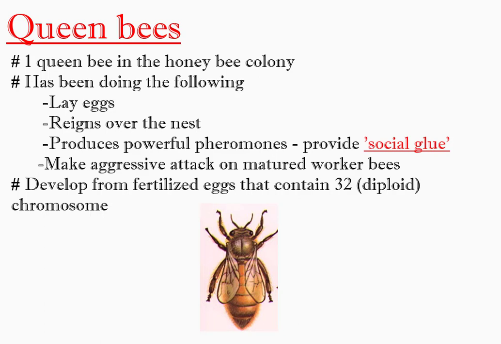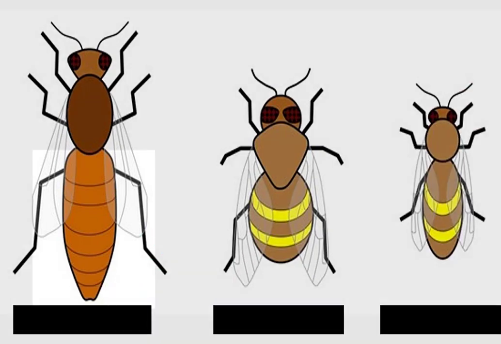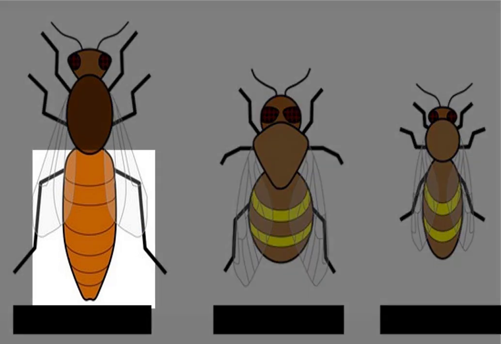Honeybee eggs are hatched regardless of whether they are fertilized or not. The female bees or queens develop from fertilized eggs that contain 32 diploid chromosomes. When we talk about the structure of the queen bee, unlike worker and drone bees, it has a large and long abdomen. This is because the queen bee is responsible for laying eggs.